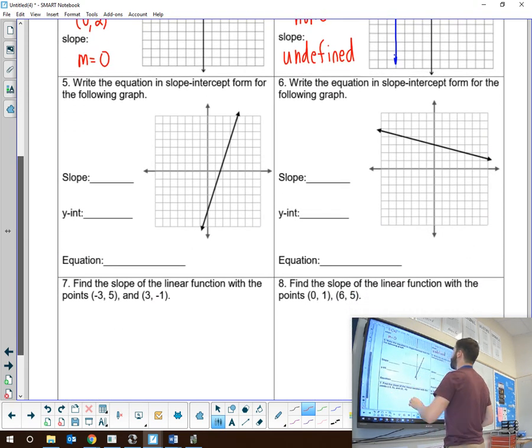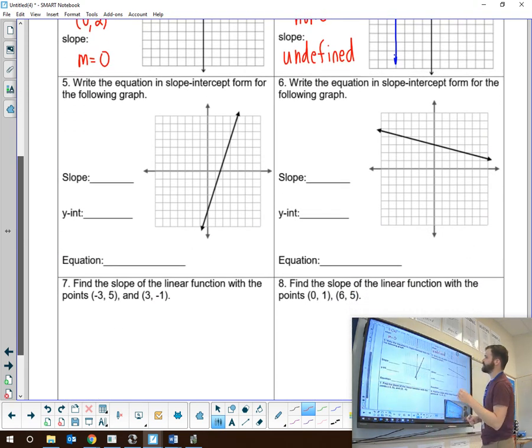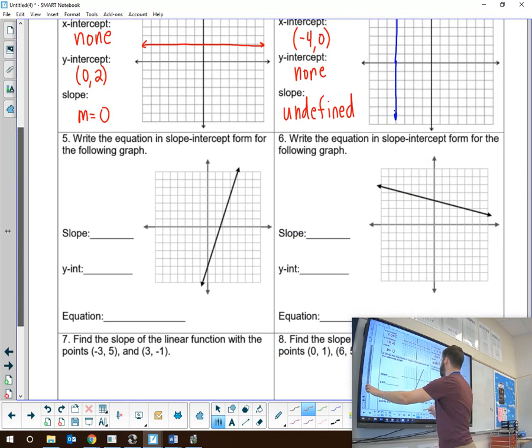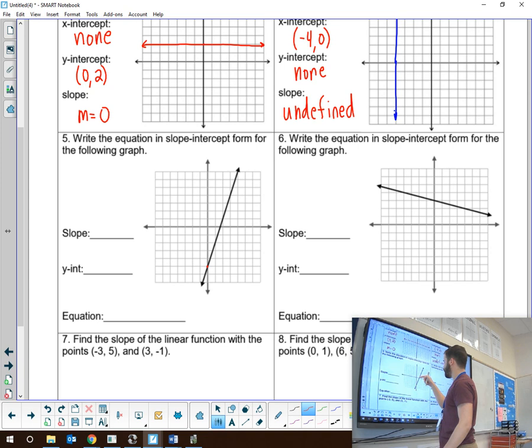Number 5, we're going to write the equation in slope-intercept form for the following graph. Got to go through this quick, running out of time. So let's write that equation. First, let's find my slope and my y-intercept. My y-intercept is going to be there, where it intercepts the y-axis at negative 1, 2, 3, 4, 5. So my y-intercept is going to be at 0, negative 5.